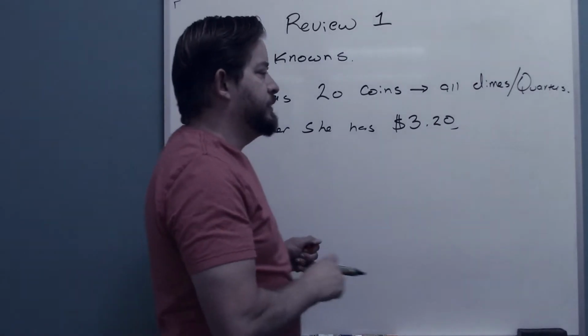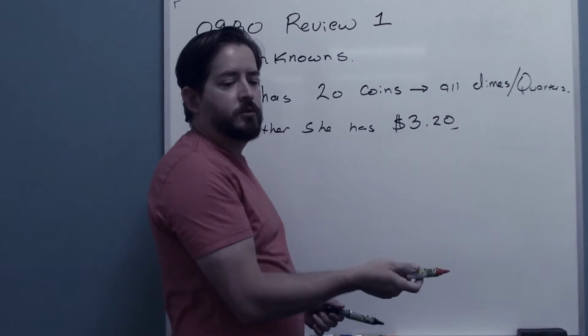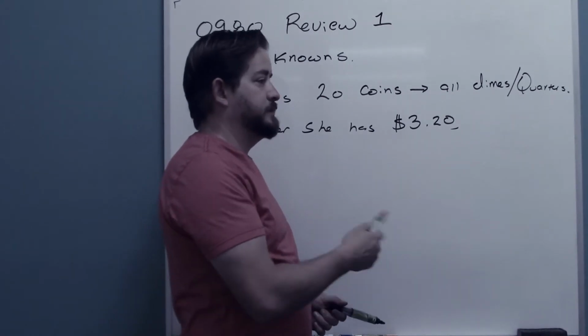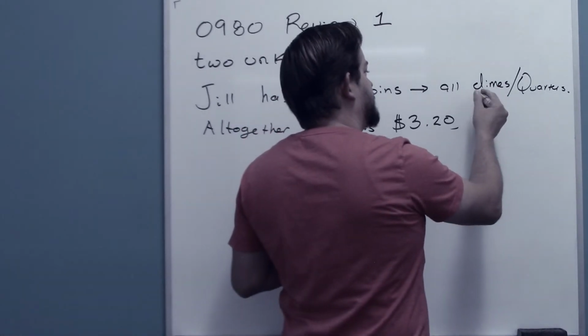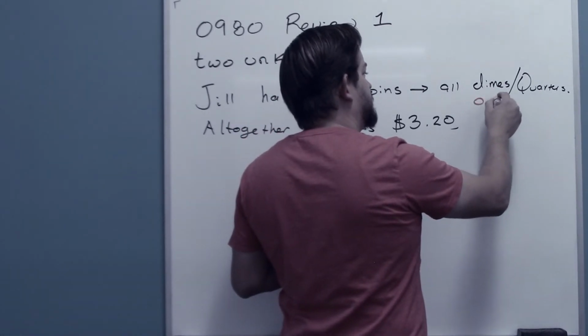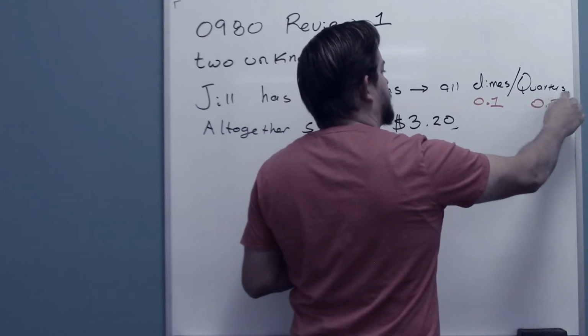But you do have to think about it a little bit. You can't just go into auto mode on some of these because sometimes they're nickels and quarters, sometimes they're dimes and quarters, dimes and nickels. You have to know how much each of these is worth. A dime is worth 10 cents or $0.1, right? Whereas a quarter is 0.25.